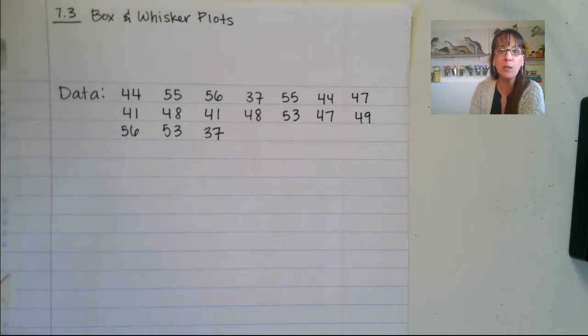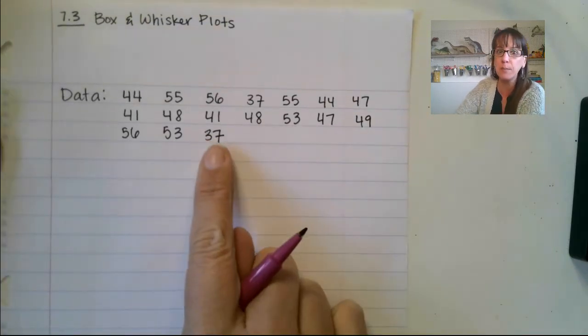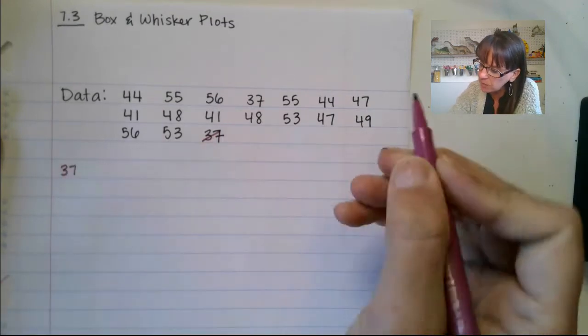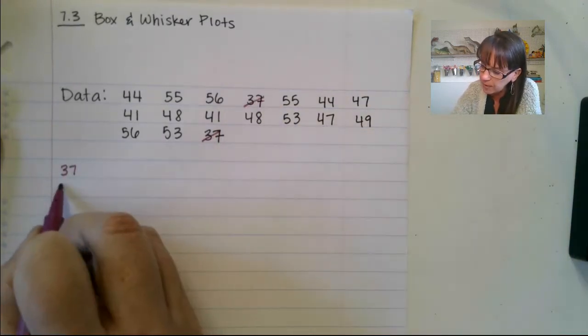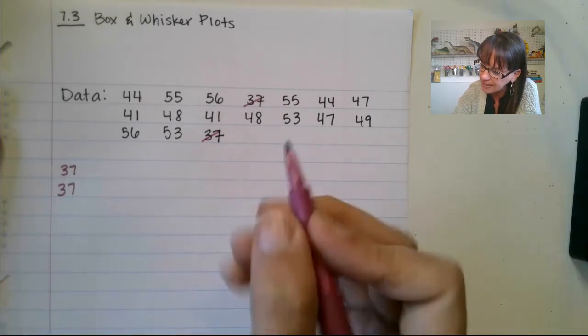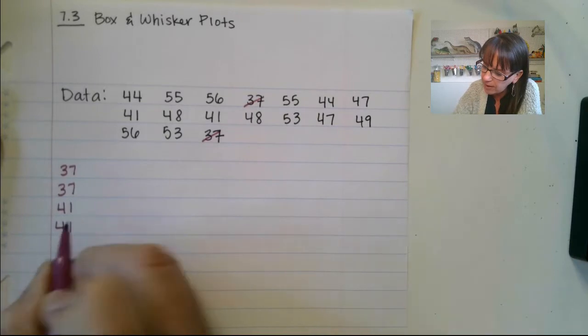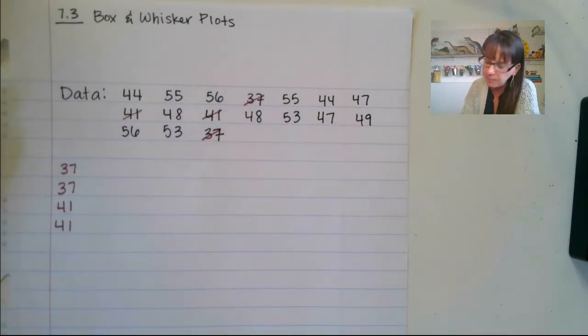The very first thing you want to do when you're doing these is you've got to put them in order. So let's go ahead and do that. We're going to do 37. And when we put them in order, I think it's really helpful if we write them on the left-hand side. Okay, so 37, 37, 41, 41. Awesome.